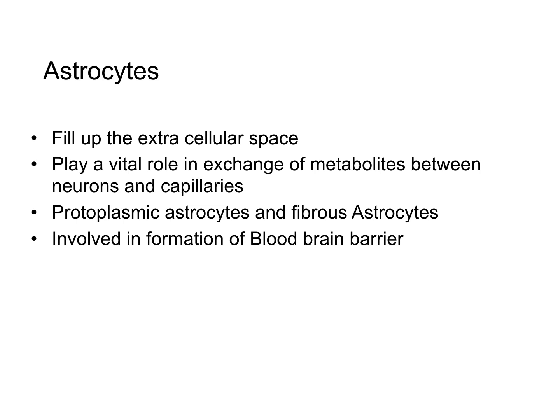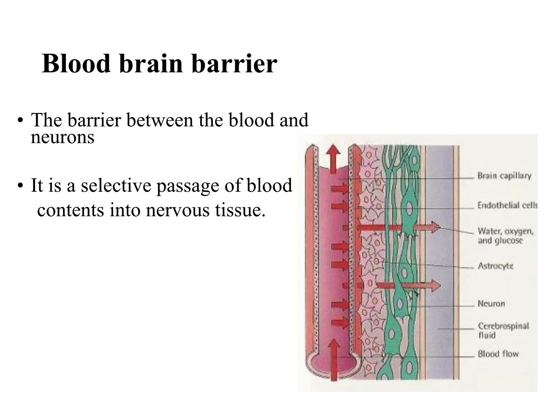Now we will see what this blood-brain barrier is. The blood-brain barrier is the barrier between the blood which is present in the capillary and the neurons. It forms a selective passage of blood contents into the nervous tissue. You should know what the components involved in the formation of the blood-brain barrier are.